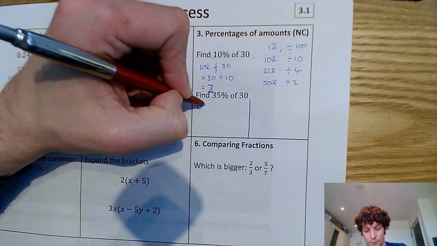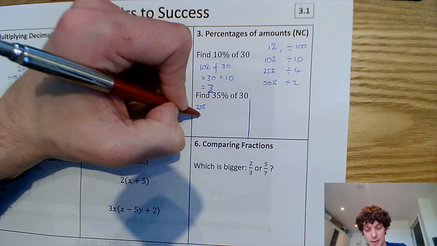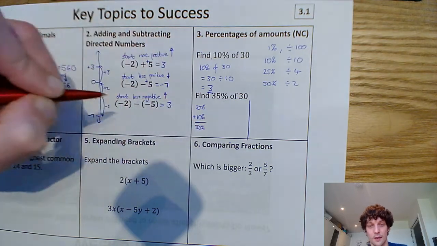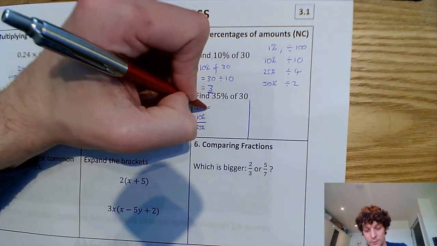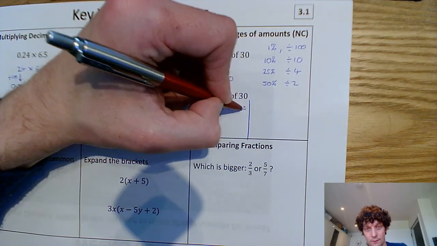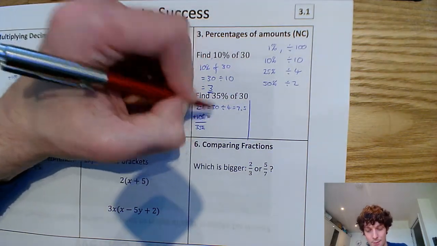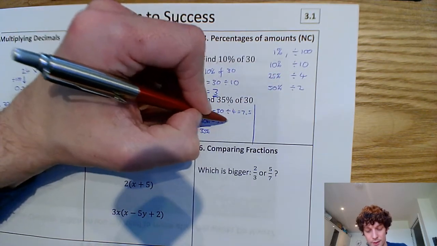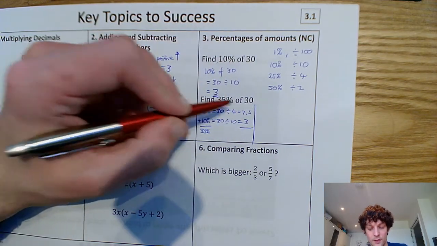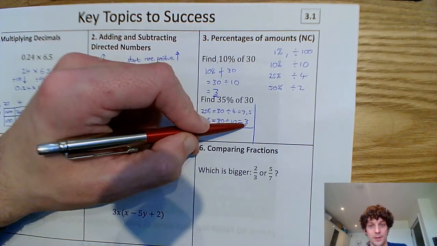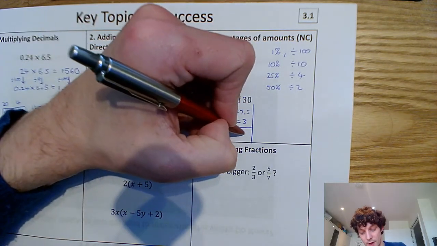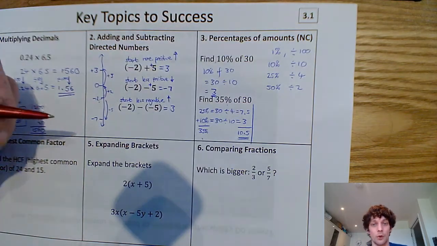So I can find 25% of 30 and 10% of 30 and add them together to get 35%. So 25% is 30 divided by 4, which is 7.5. And 10% I divide by 10, so it's 30 divided by 10. We've already worked that out, that's 3. So if 25% is 7.5 and 10% is 3, adding them together gives me 35%, which would be 10.5.